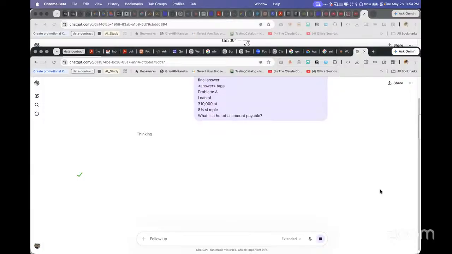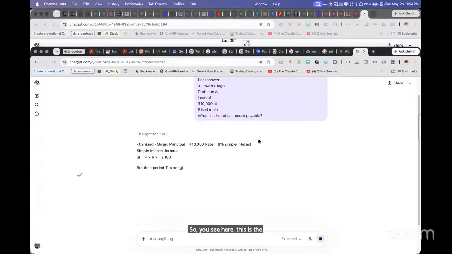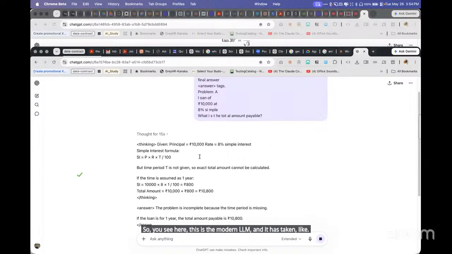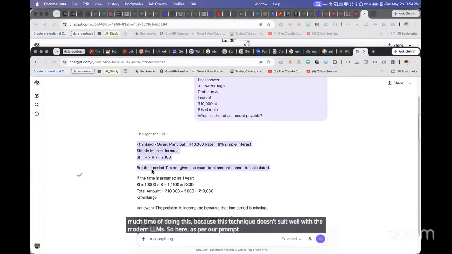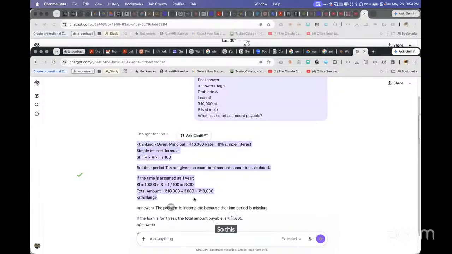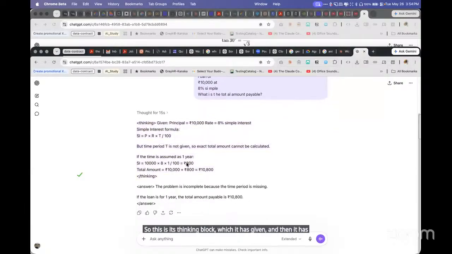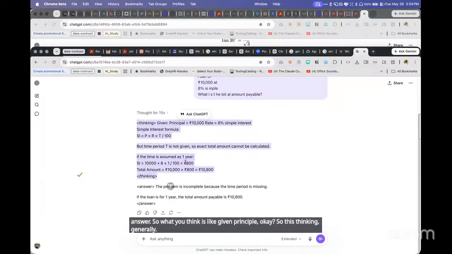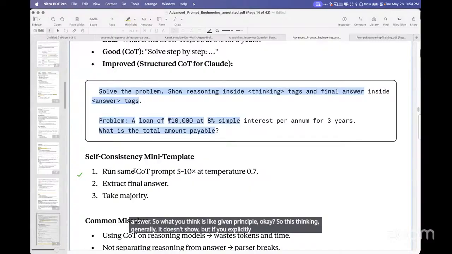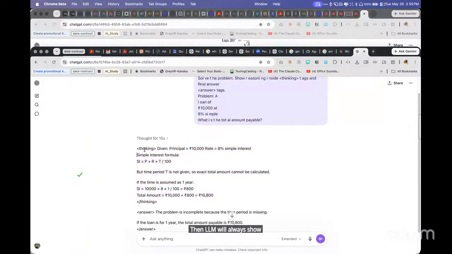So you see here, this is a modern LLM, and it has taken so much time doing this because this technique doesn't suit well with a modern LLM. As per our prompt, it has given its internal thinking. This is its thinking block which it has given, and then it has given the answer. Generally this thinking isn't shown, but if you explicitly ask in your prompt to show your thinking inside the thinking tag, then the LLM will always show this thinking inside these thinking tags.